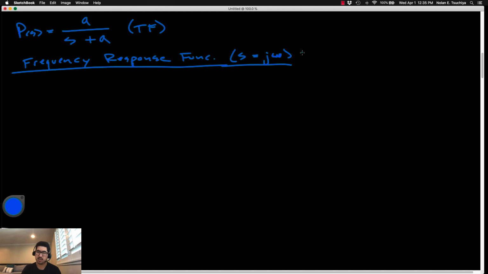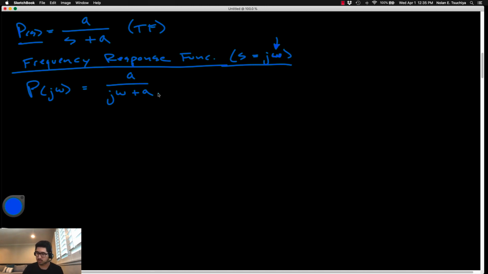What that does is give you a complex valued function, which is itself a function of the input frequency omega. So for this particular P of s, our frequency response function becomes P of j omega. Everywhere I see s in the transfer function, I replace it by j omega. So this is a frequency response function. It's a relatively easy thing to compute.